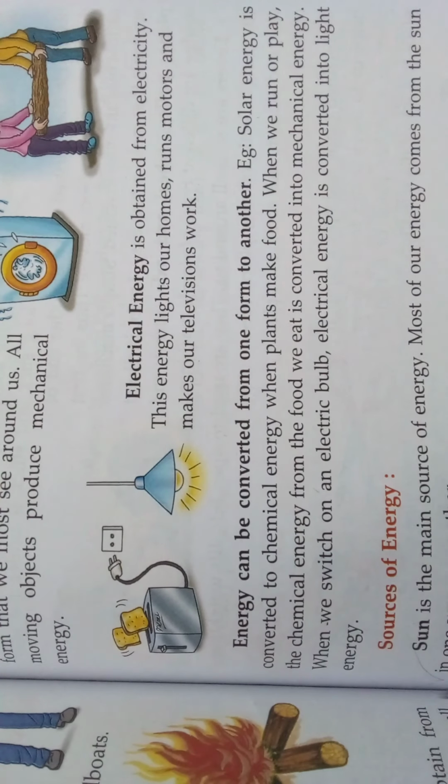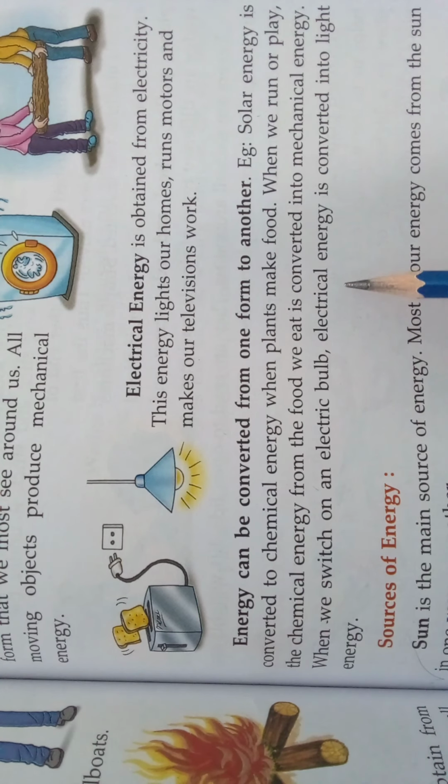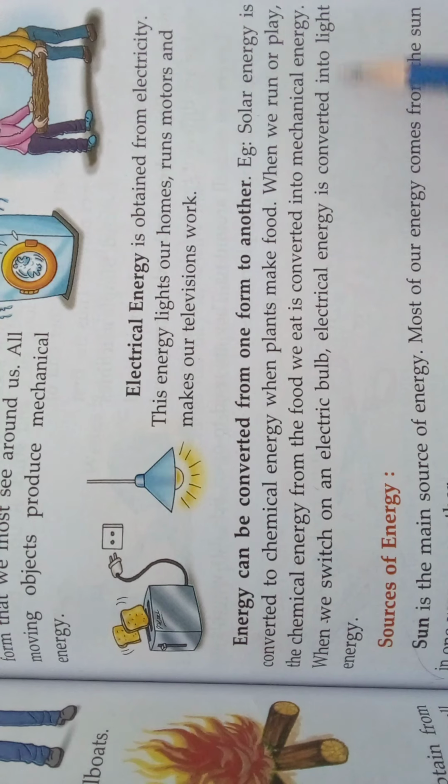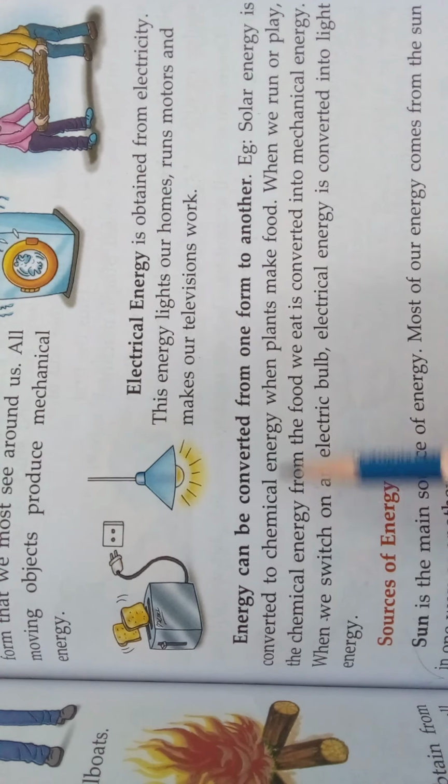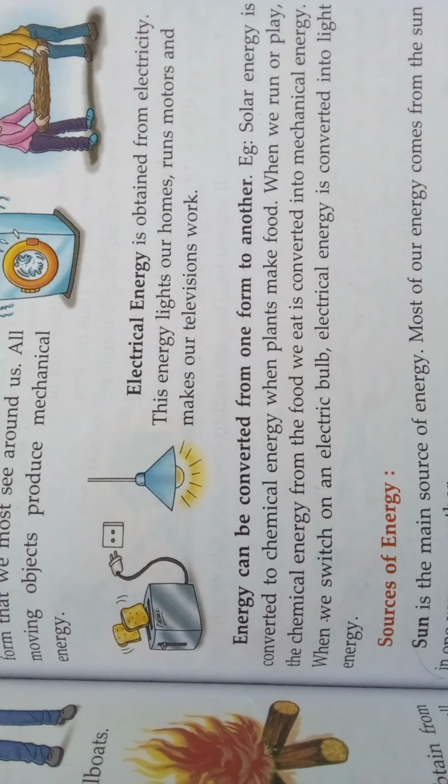Understood, children? When we switch on an electric bulb, electrical energy is converted into light energy. And if we switch on a washing machine, here the electrical energy is converted into mechanical energy. The machine runs here, so the motion occurs. So, energy can be converted from one form to another form.